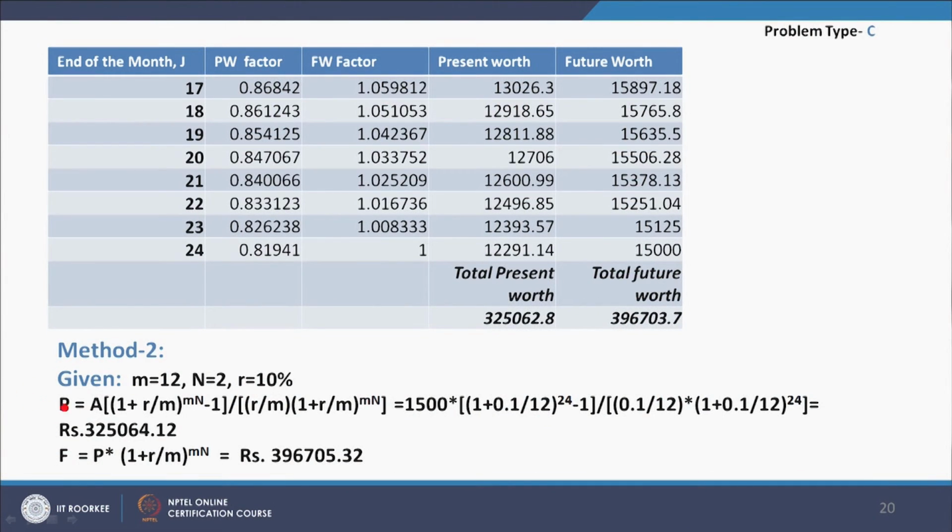As the uniform payments have been made, the present worth and future worth can be calculated using the formula. Given M equal to 12, N equal to 2, R equal to 10%, and R by M we have to calculate here. So, R by M is 0.1 divided by 12. When we put the values into this formula, it becomes 3,25,064 rupees 0.12.